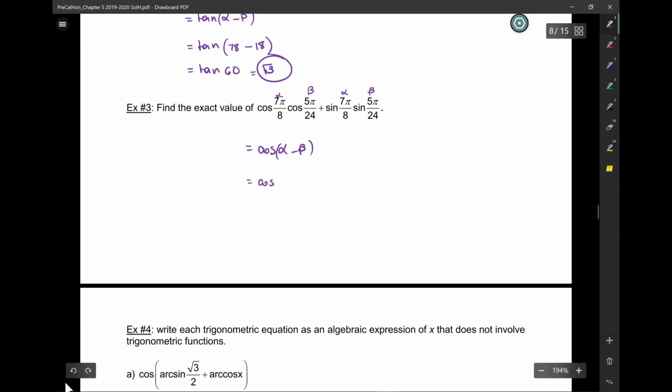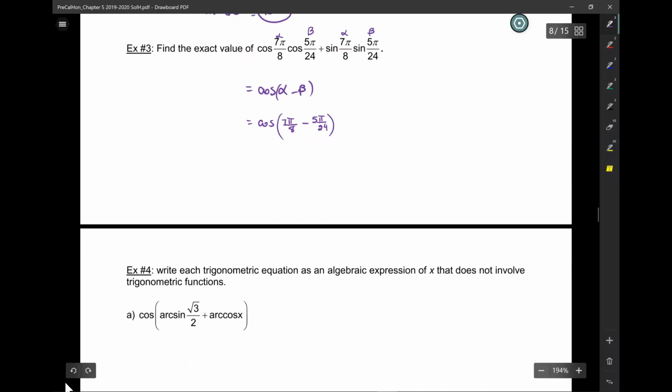And this is cosine of 7 pi over 8 minus 5 pi over 24. Notice the parentheses. So by 3, this is 21 pi over 24 minus 5 over 24, which is cosine of 2 pi over 3. Oh my God, that's totally one of our favorite angles. Cosine of 2 pi over 3, top left quadrant, right? Cosine of 2 pi over 3 is negative 1/2.